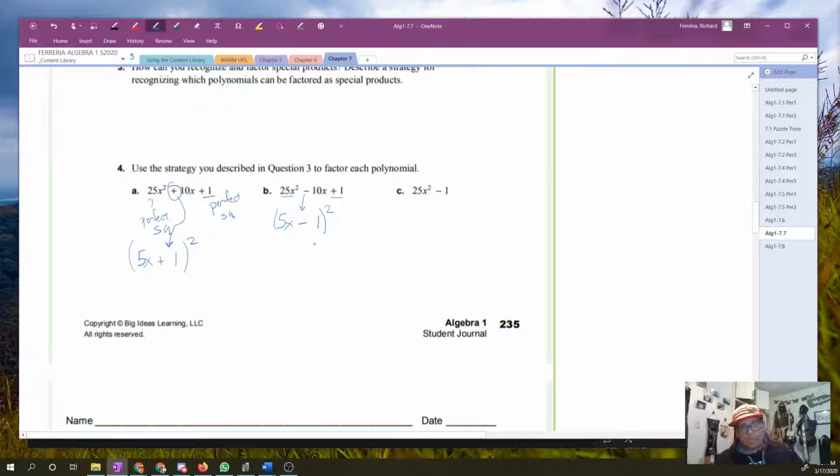So that's perfect squares. How about this one? This one looks visually different than the other two because there is no linear term. There's no bx. So you got 5x plus 1 and a 5x minus 1. That's the sum and difference. My favorite. Okay. Sounds good? I think it sounds good. Let's move on.